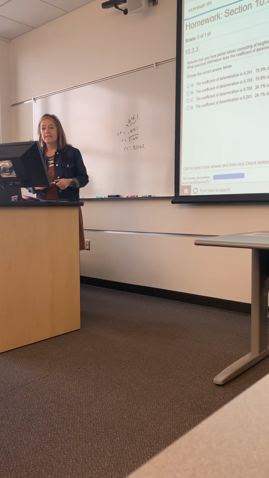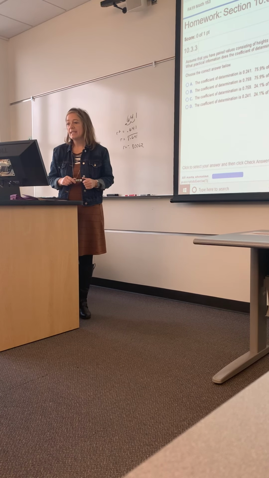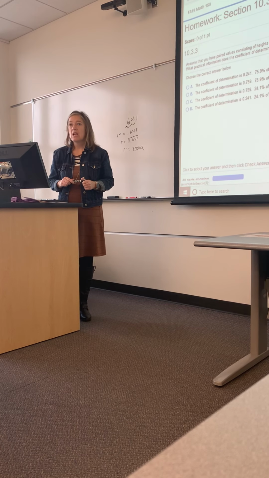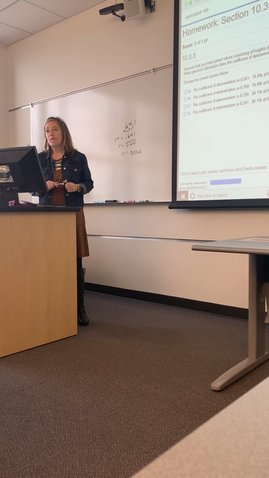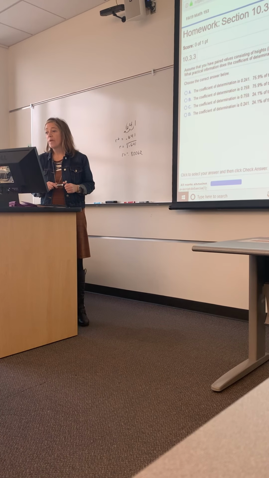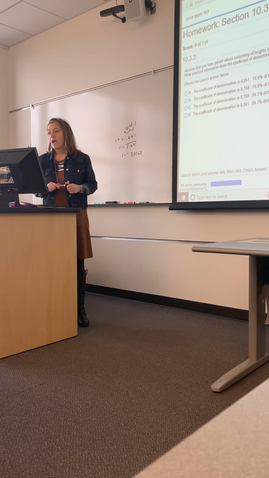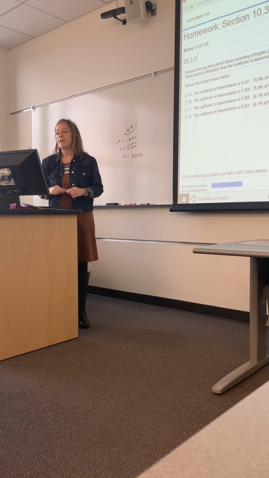Okay, so this one says, assume that you have paired values consisting of heights in inches and weights in pounds from 40 randomly selected men. The linear correlation coefficient r is 0.491. Find the value of the coefficient of determination. And then it asks, what practical information does the coefficient of determination provide?